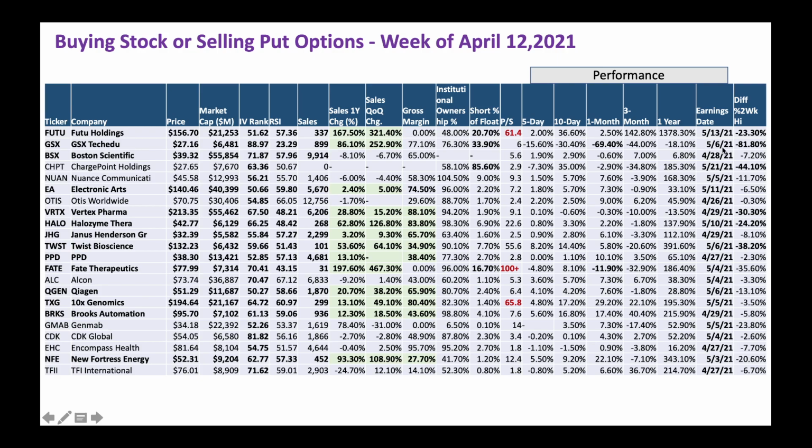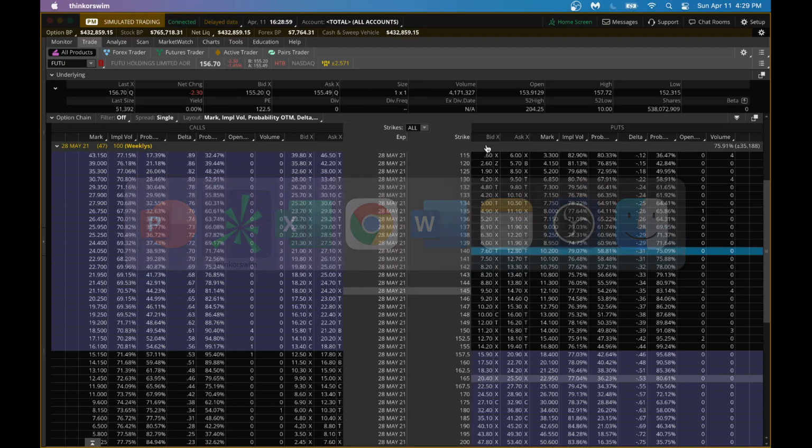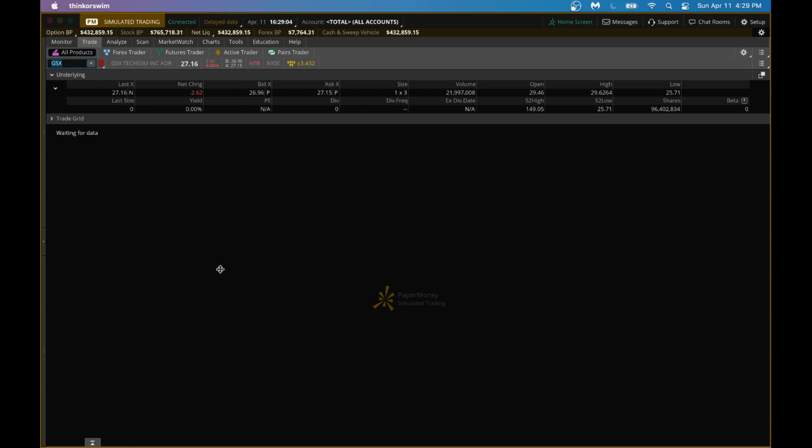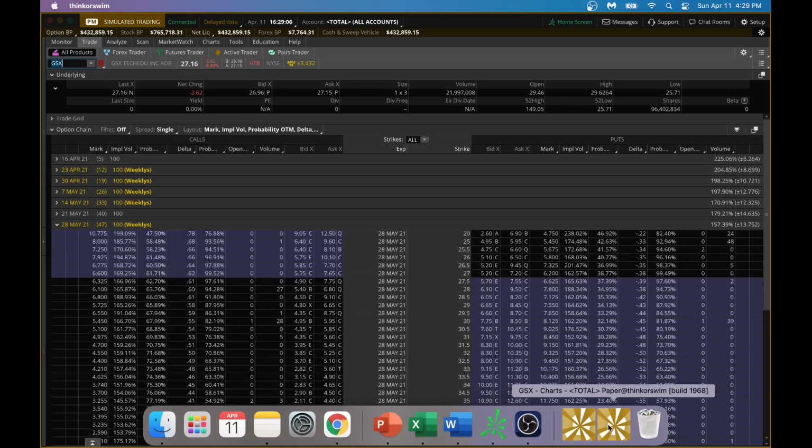It's a couple of weeks out. Stock is battered down, 81% down for the year. With that, it also has a little bit higher short float, as you can see here. So let's see what we can do with GSX. If I go to the option chain here, GSX, and let's also go to the chart here.